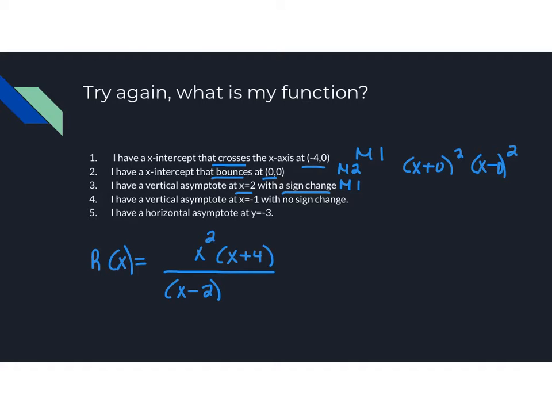The second fact for my vertical asymptotes is that I have a vertical asymptote at -1 with no sign change. Again, vertical asymptotes go in the denominator. If the answer is -1, the factor is x plus 1. No sign change means multiplicity of 2.